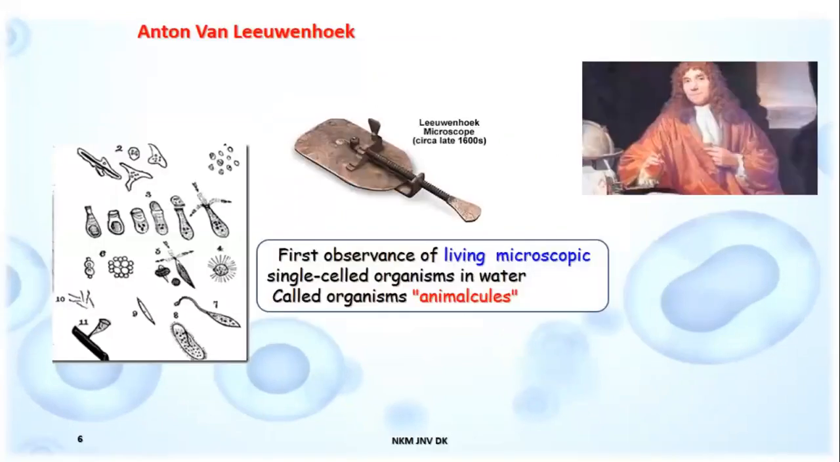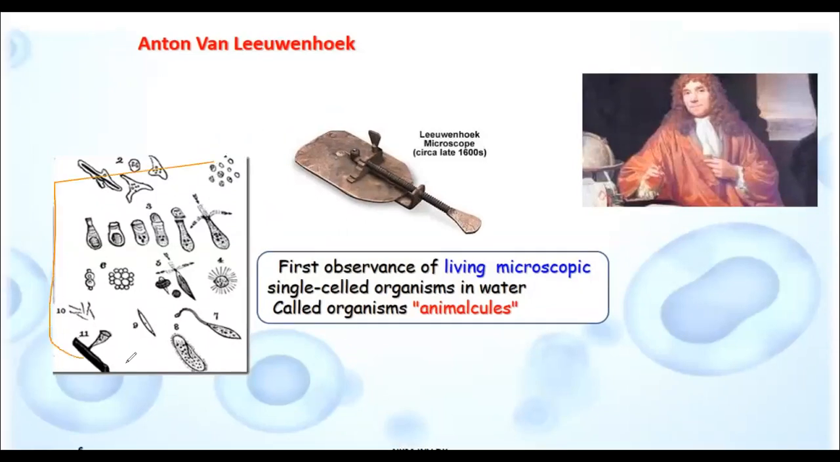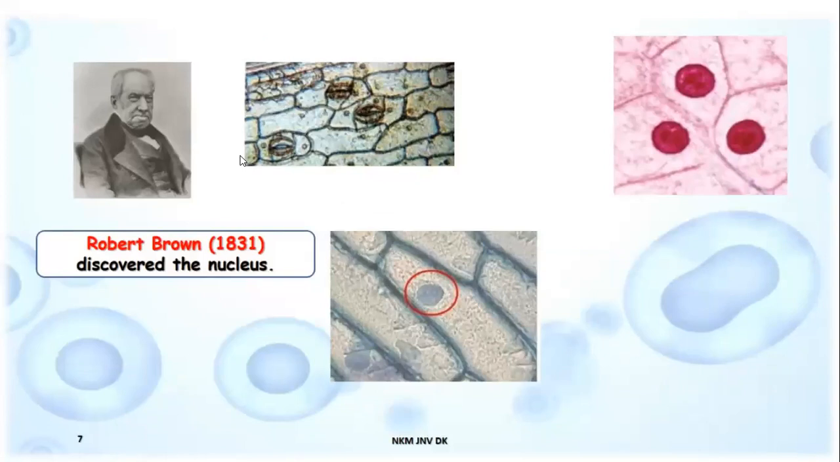And this was a Leeuwenhoek microscope. Leeuwenhoek was a cloth merchant, and he used this type of microscope and made diagrams of the creatures, as shown in the side figure. He was observing different kinds of organisms, and he made pictures of paramecium, euglena, diatoms, and different types of bacteria. He first observed living microscopic single-celled organisms in water, and he called them animalcules. He made this microscope in the late 1600s.